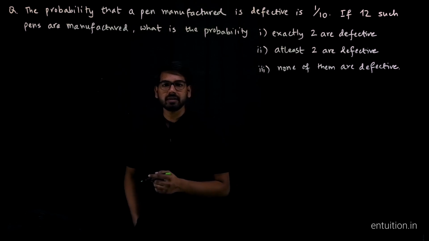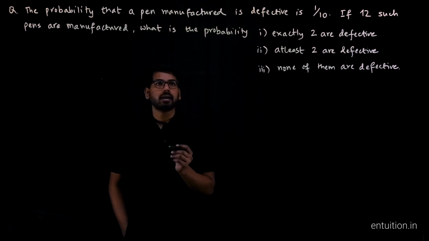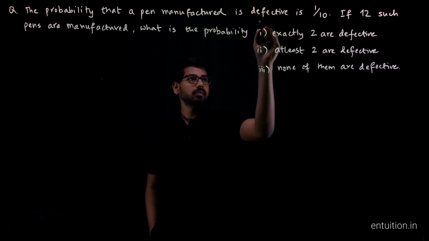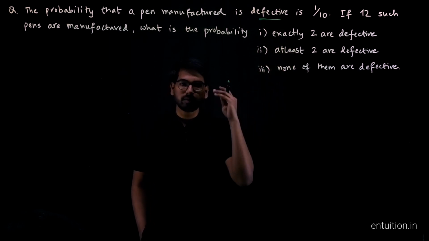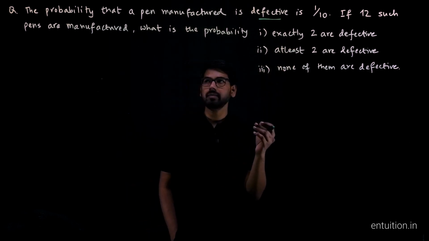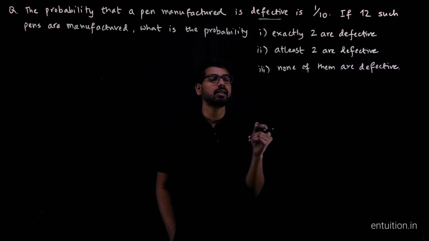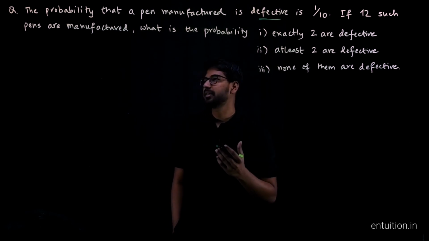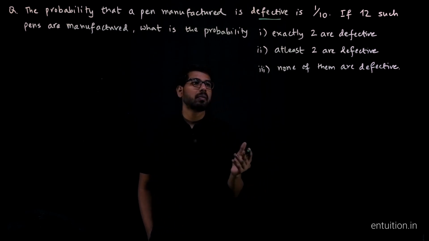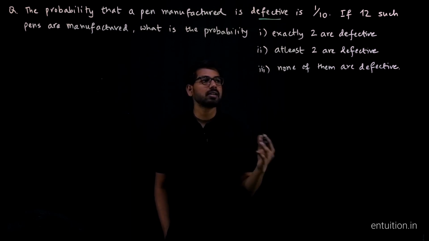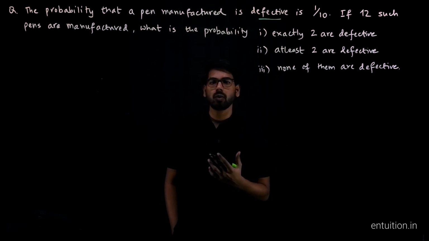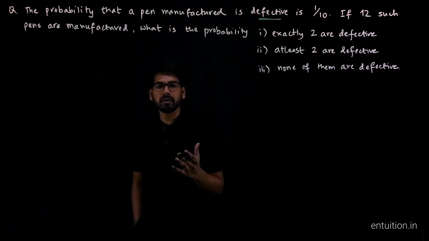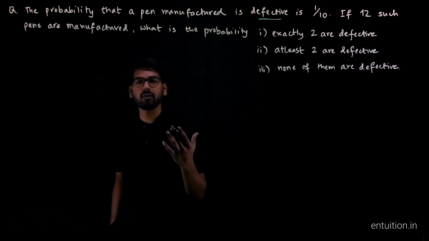Okay, so the next question is: the probability that a pen manufactured is defective is 1 out of 10. So there is a 0.1 probability that a pen manufactured is defective. If 12 such pens are manufactured, what is the probability that exactly 2 are defective, at least 2 are defective, and none of them are defective? It is not mentioned which kind of probability distribution we have to use for this experiment.